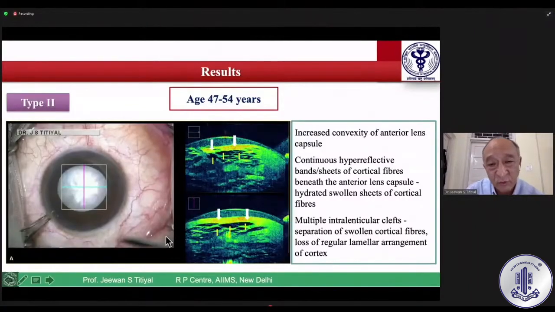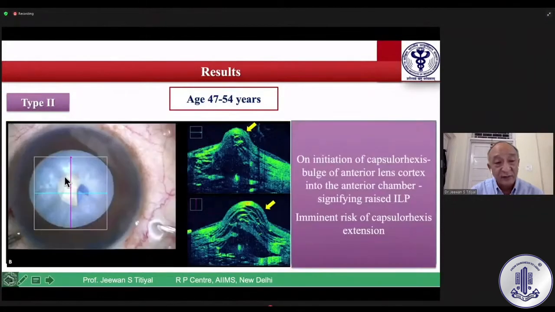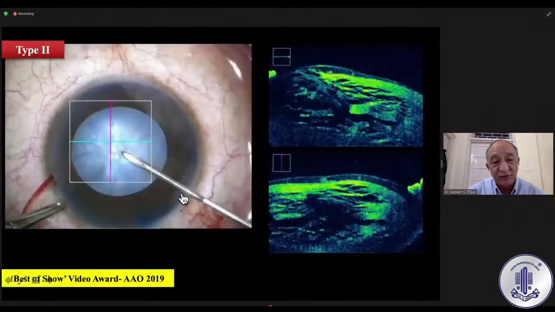Type 2 is the classical case of raised intralenticular pressure, where you have hydrated sheets of cortical fiber going across the entire length of the anterior convexity of the anterior capsule, and the pockets are intermingled between the fibers. You can understand this fiber will not allow the fluid to come out when you initiate the capsular rhexis. You can see I've initiated the capsular rhexis, the fibers tend to bulge out because of intralenticular pressure, but the pressure doesn't get released. So these are cases where you're going to have chances of extension, and you have to approach them differently.